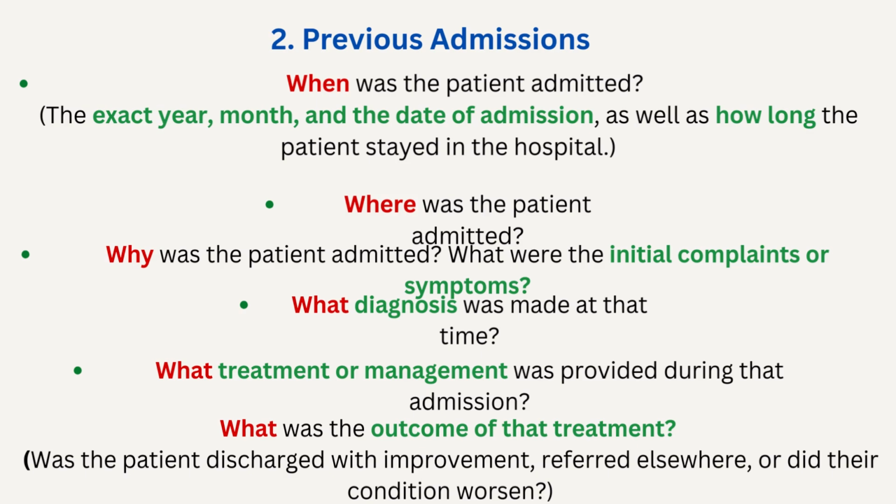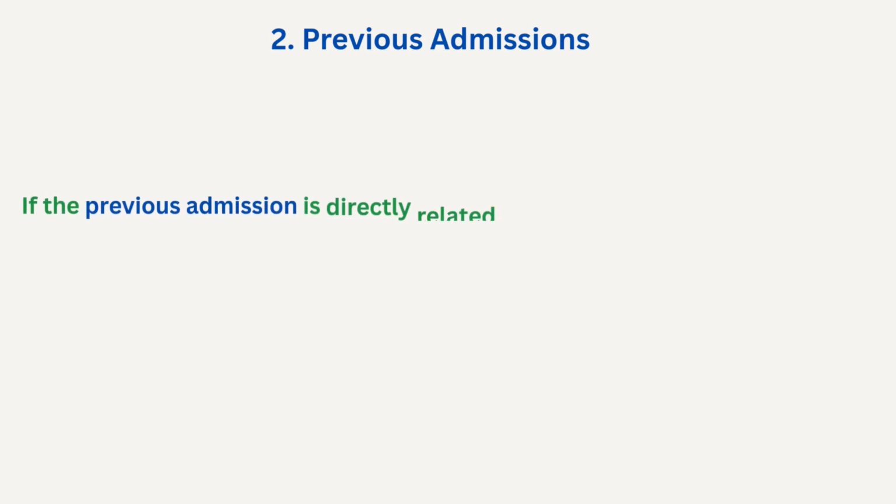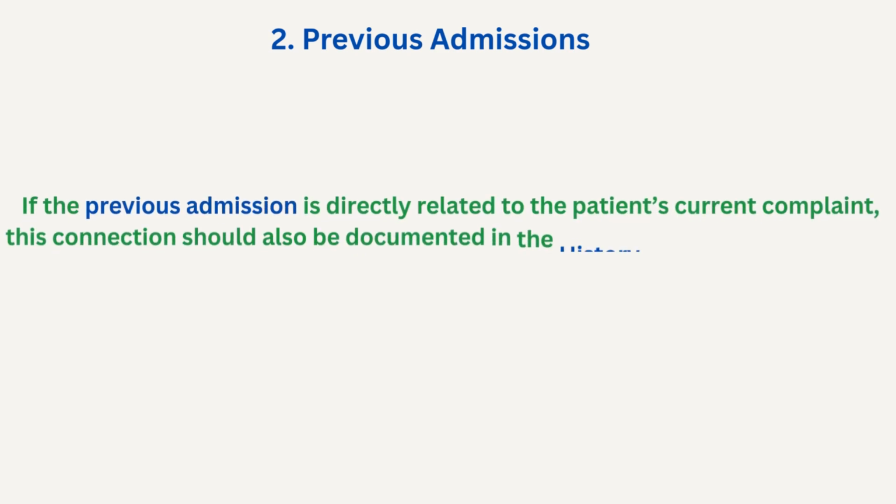Collecting this information helps us understand if there is any connection between the previous illness and the current problem. It also helps us assess whether the past treatment was effective or if the issue is recurring or worsening. If the previous admission is directly related to the patient's current complaint, this connection should also be documented in the History of Present Illness, HPI section. It provides continuity and helps us better understand the clinical progression of the illness.